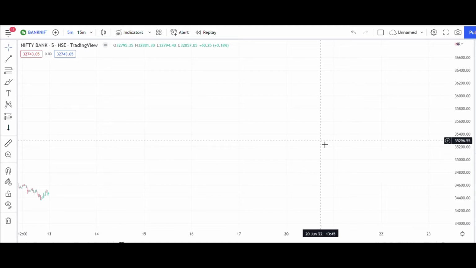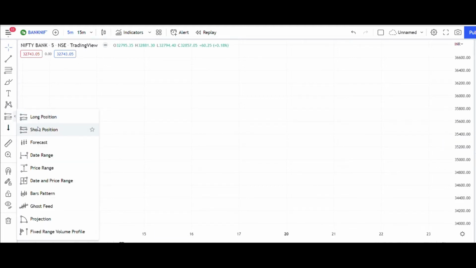In this video, we are going to watch how to use the short and long position tool from TradingView. If you open any chart on TradingView, here in this menu, you will get the long position and the short position tool. The long position tool is useful if you are in a buy trade, and the short position tool is helpful if you are in a short trade.